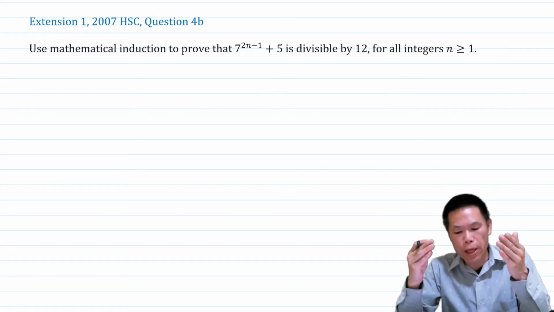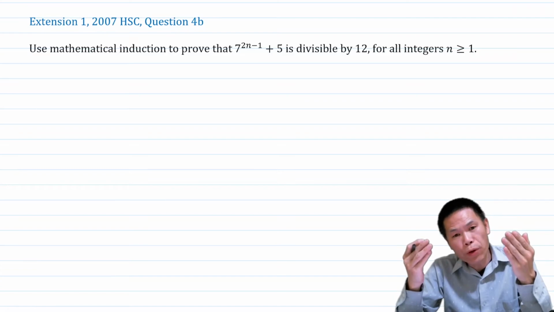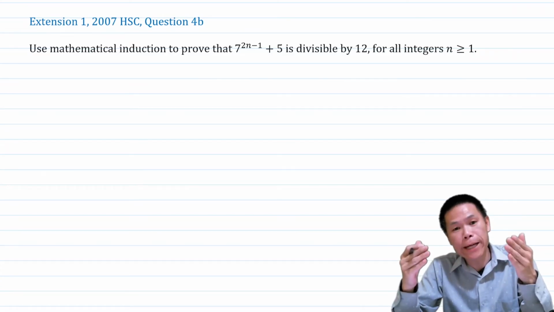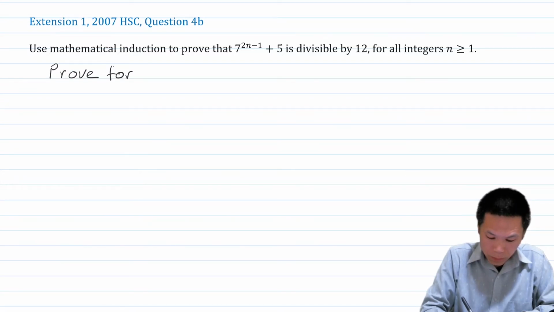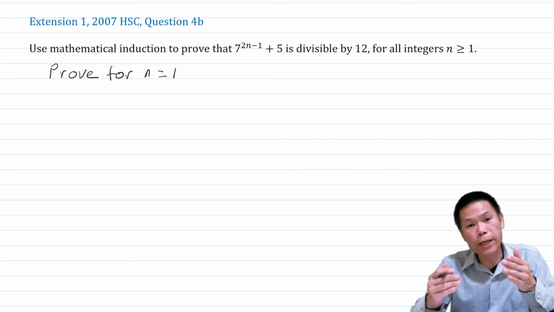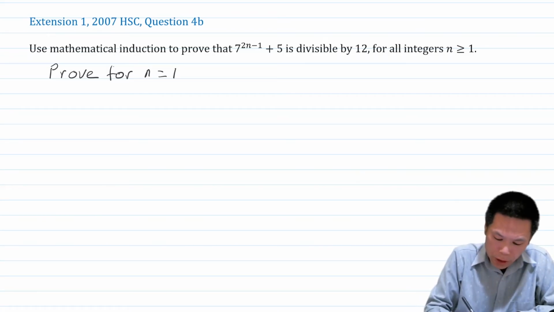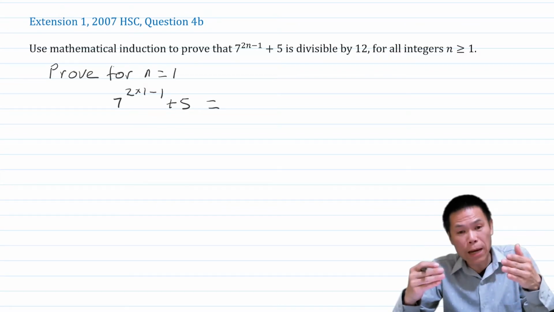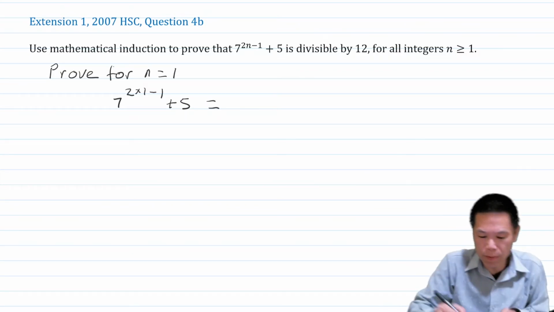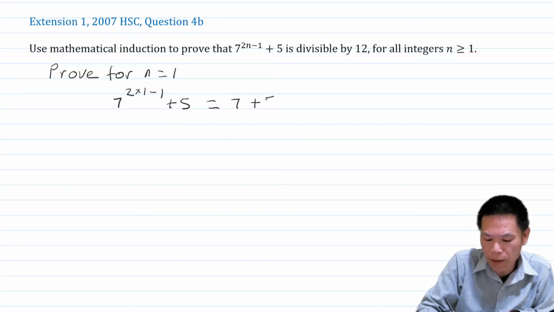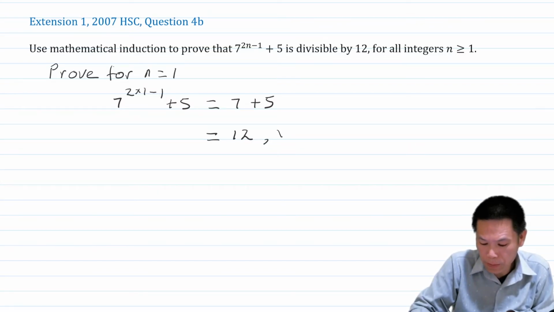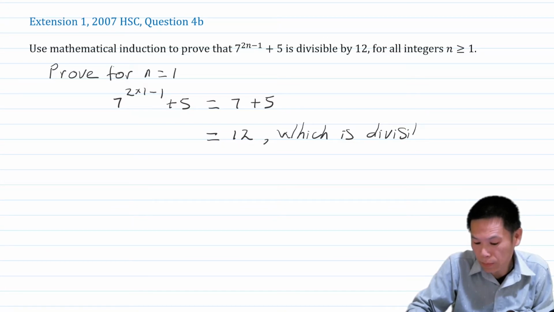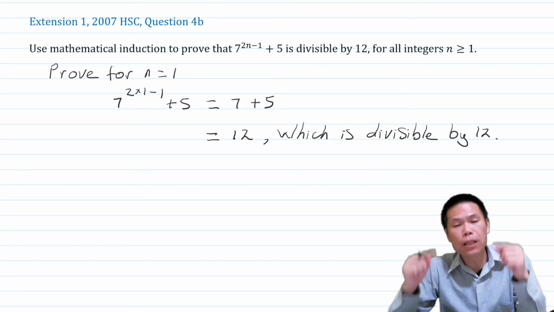Now let's go through it together. So step number 1, we prove for n equal to the smallest number, in this case 1. So that is, we replace n with 1. So this becomes 7 to the power of 2 times 1 minus 1, plus 5. So 2 times 1 is 2, minus 1 is 1. So that is 7 to the power 1 plus 5. So which is 7 plus 5. So that is equal to 12. So that is divisible by 12.